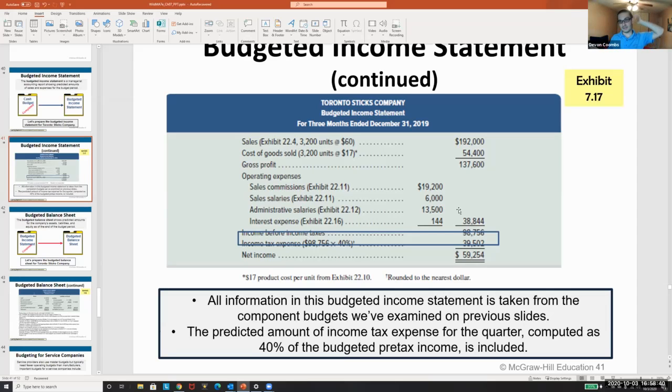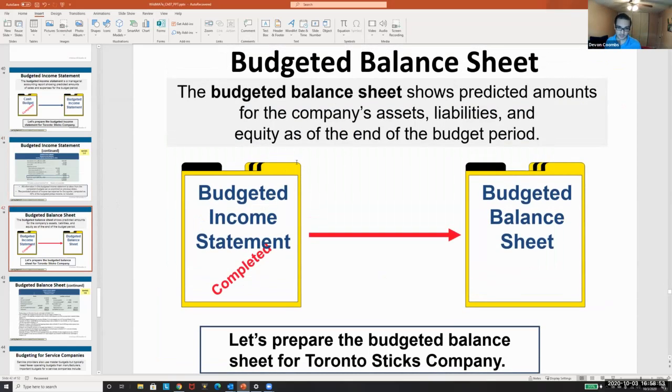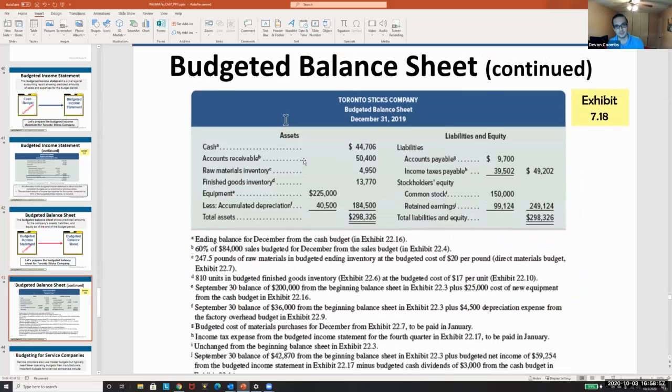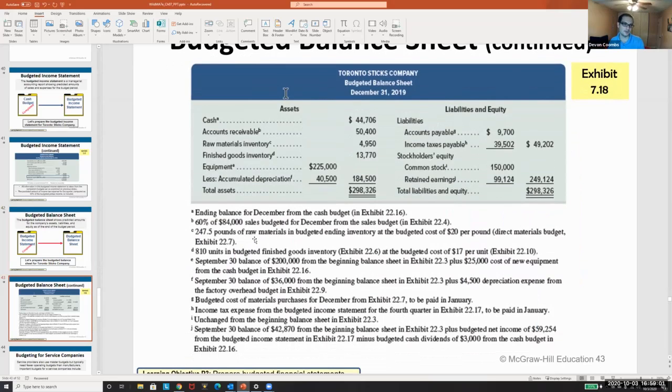And in reality, we have software now that will pull all this information and you'll just go and check it. Or at the very least, you'll have a spreadsheet pulling in all of the information. So all you have to do is check and make sure all the numbers are correct. Then we're done with our budgeted income statement. Easy peasy. Now we have to do our budgeted balance sheet. A lot of footnotes here, but we'll walk through it.